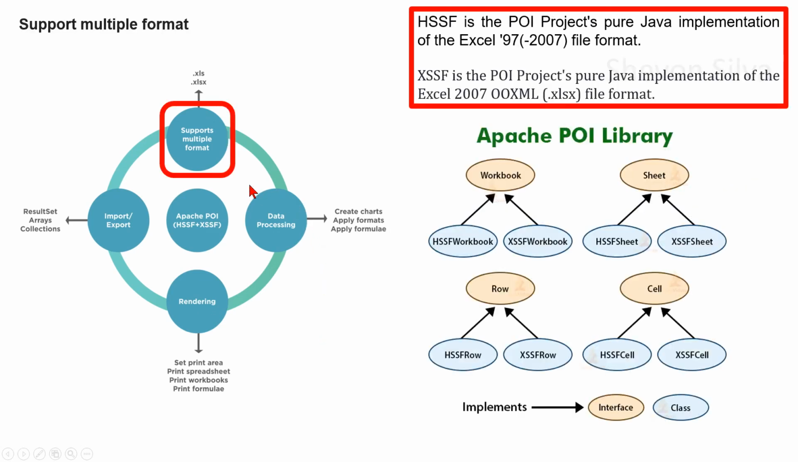Now we are focusing on supporting multiple formats. HSSF is the POI project's pure Java implementation of the Excel 97-2007 file format. XSSF is the POI project's pure Java implementation of the Excel 2007 OOXML .XLSX file format. Here you can see the Apache POI library.